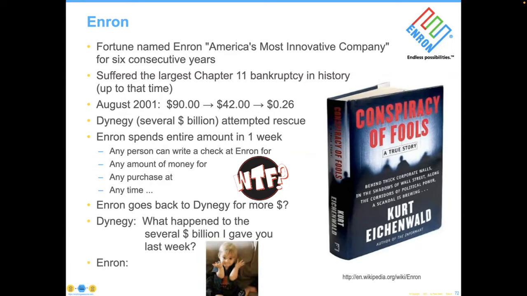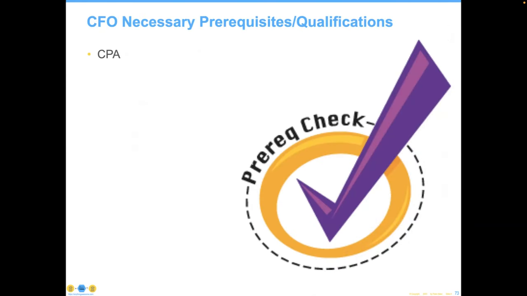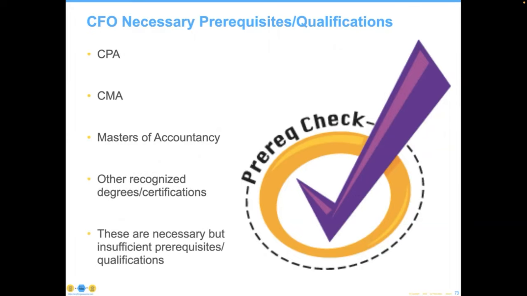And Dynegy said, what happened to the several billion dollars that I gave you last week? And Enron said, I don't know. Now, everybody, I believe, agrees that that is not good fiscal management. It is, in fact, bad fiscal management. And we know this because we have objective qualifications for leadership in the finance area, CPA, Masters of Accountancy, other types of things.